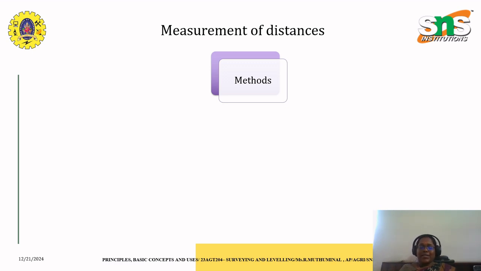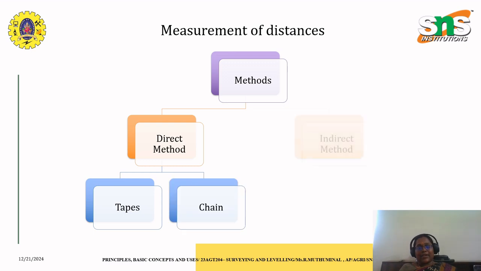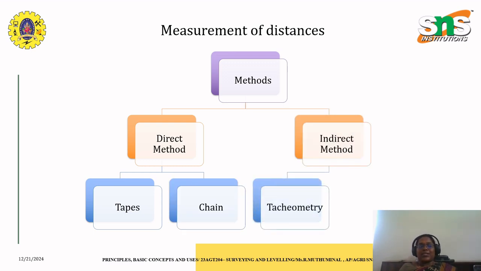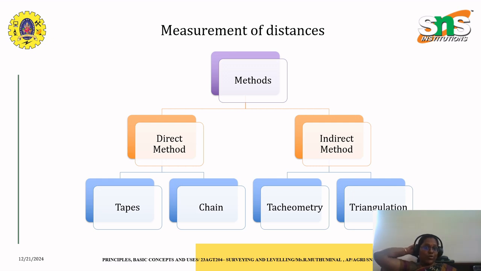There are two kinds of methods, that is direct method and indirect method. Under the direct method, we have to go directly and measure the distance between the two points either by using a tape or by using a chain. Usually as a surveyor, we depend upon the chain. In the indirect method, we use tachymetry and the triangulation method. Tachymetry is a telescope-like instrument, and the main thing you have to know here is that tachymetry is dealt with by instruments such as the dumpy level, theodolite, and also the total station.